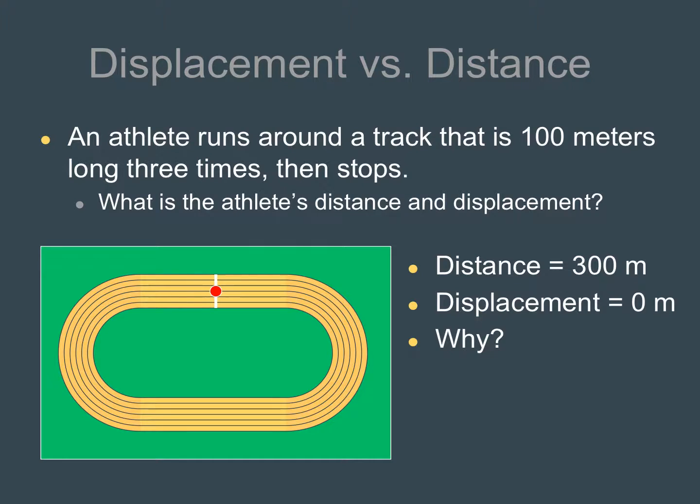Why? The reason that its displacement is 0, again, we always do final minus initial. The athlete starts at this white line, which is the start-finish line. Starts there, goes around once, twice, 3 times, and ends here. So our final and initial position is at the same spot. So guess what? Its displacement is 0.